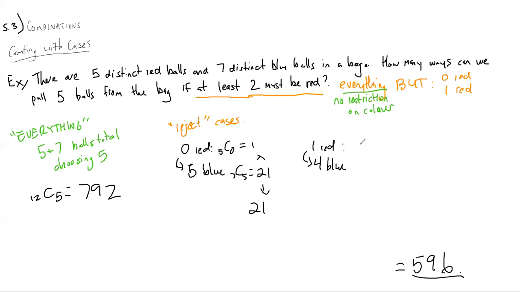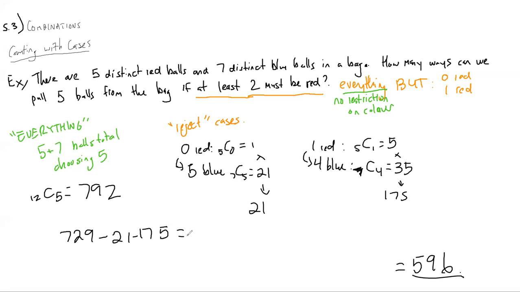And then if we add 1 red, that's 5 choose 1, which is 5. And 4 blue would be 7 choose 4, which I don't remember what that is, 35. And so when we multiply 35 by 5, the total number of ways to do it that way is 175. And so what we get is 792, the total, minus the things that we're trying to exclude. And hopefully that works out.